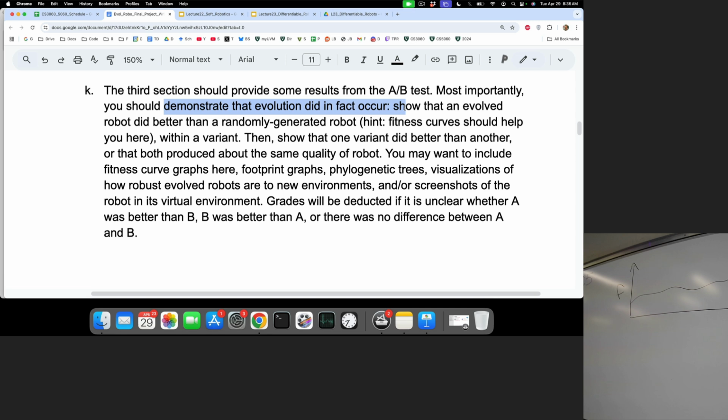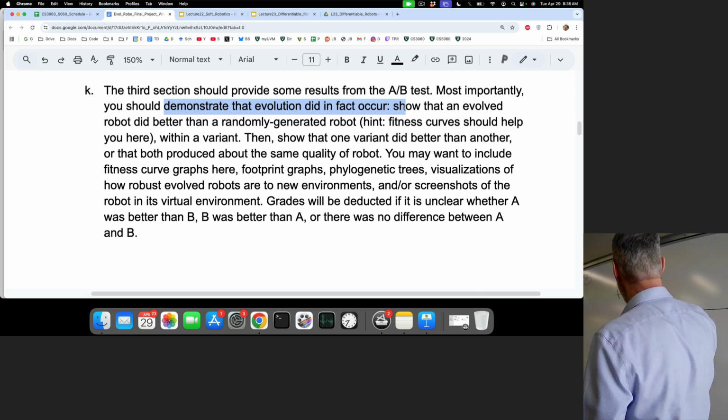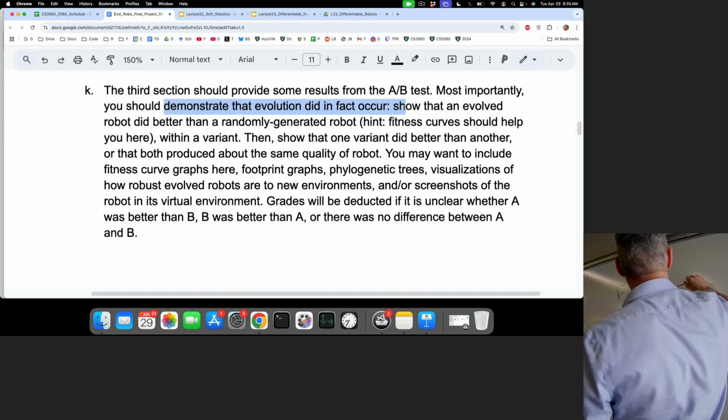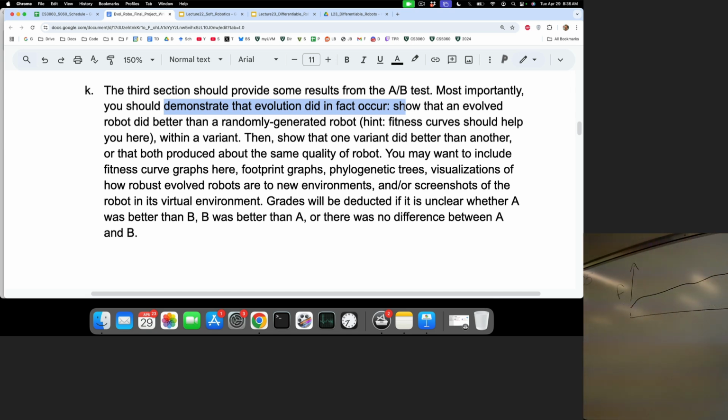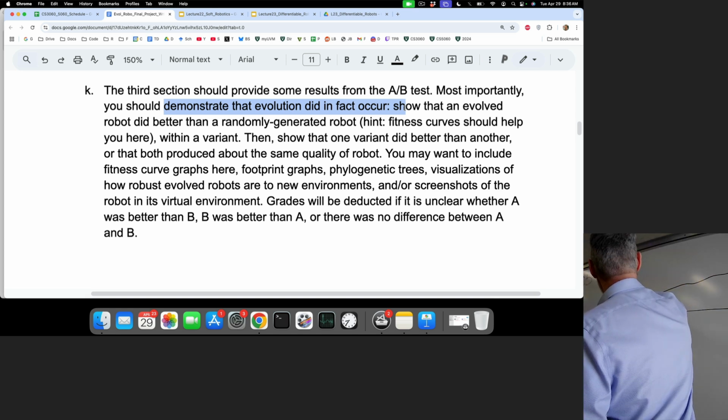Alternatively, you could run a single run of the evolutionary algorithm, and we could see possibly some increase in fitness from the initial random population in generation 0. Maybe it looks something like this. Did evolution occur? Maybe, maybe not. The answer, as always, is more data.